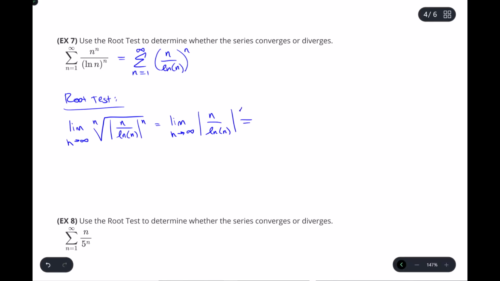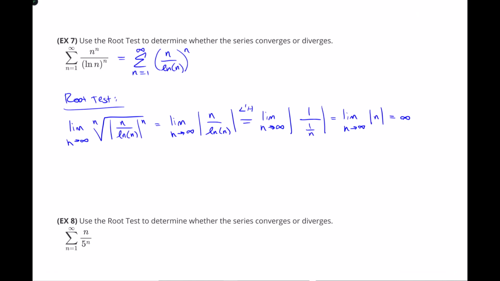So I can take the derivative of the numerator and denominator. The derivative of n is 1. The derivative of the natural log of n is 1 over n. So this ultimately is the limit as n goes to infinity of the absolute value of n, which is going to go to infinity. And since that's infinite, that gives me a result. It's only at 1 that the test fails. So this gives me a result and tells me that this series diverges.